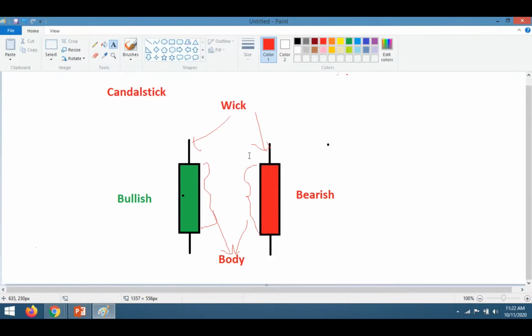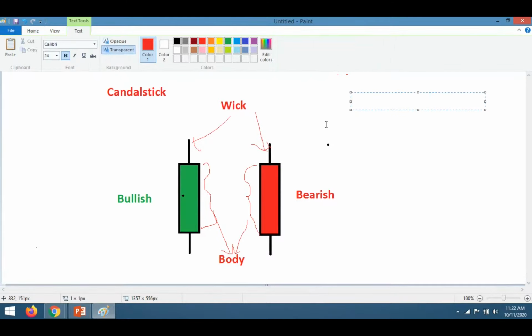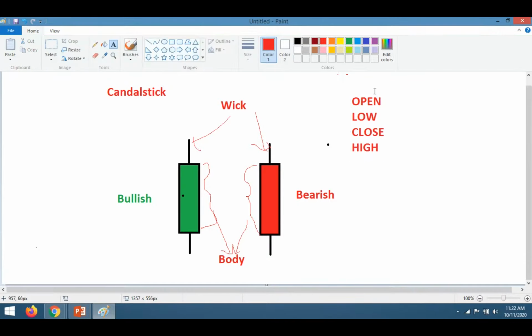So till here clear, Sushant? Yes. So this is called the wick, this is called the body. Green means bullish, red means bearish. Now I just explained, each and every candle has four parameters: open, low, close, and high. These are the four parameters that each candle has: open price, low price, close price, and high price.